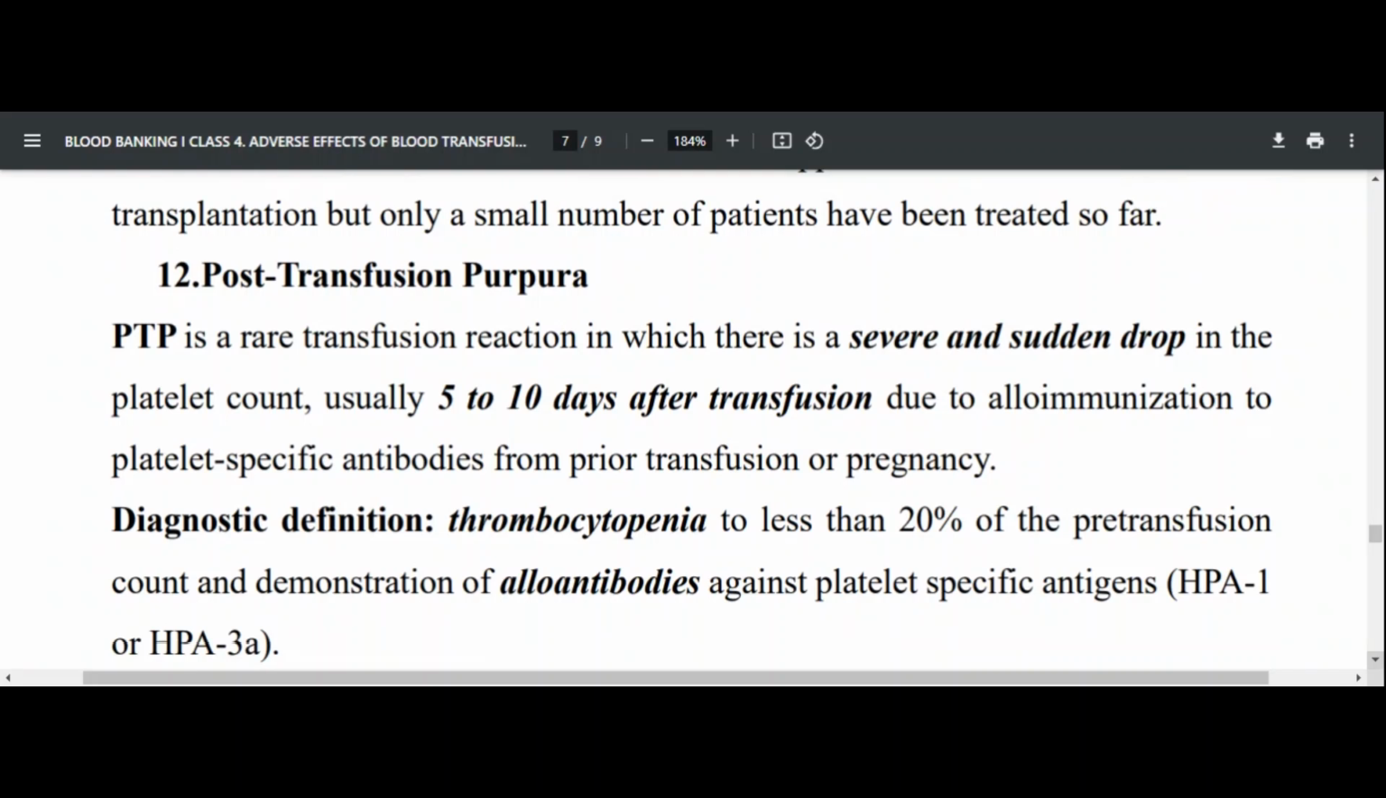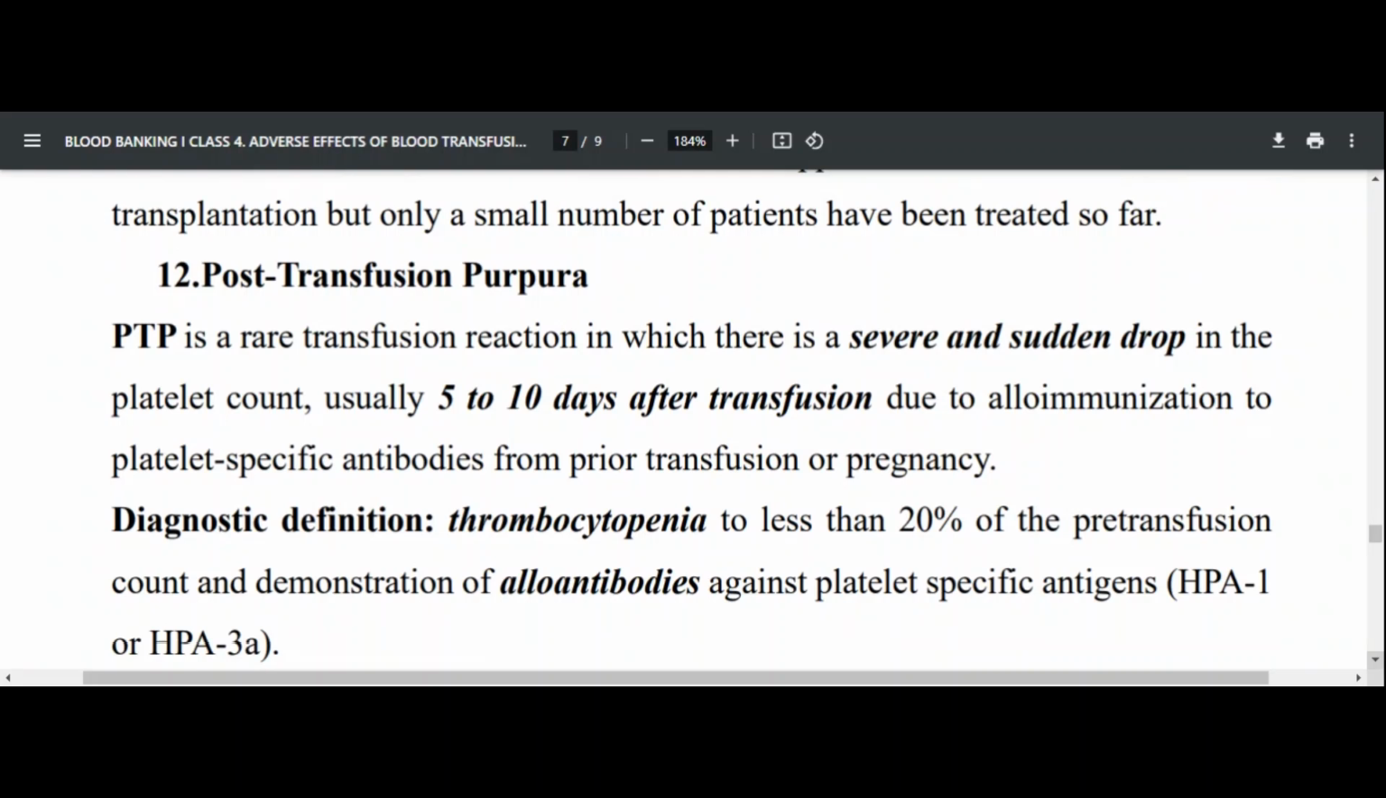For example, we can say that recipients who have been receiving blood transfusion units, for example, platelets or even RBC or even plasma, maybe the patient was immunized and developed some antibodies, especially when you are transfusing platelets. So when patients develop antibodies, those are called alloantibodies against platelets.